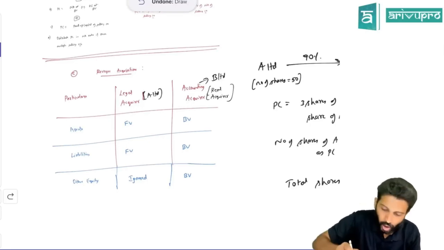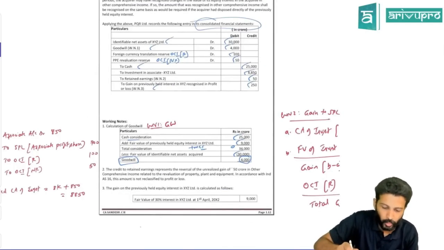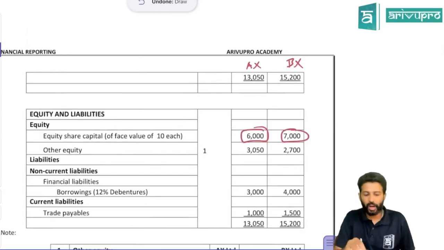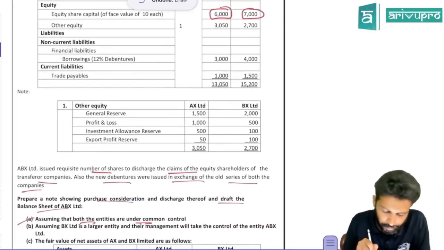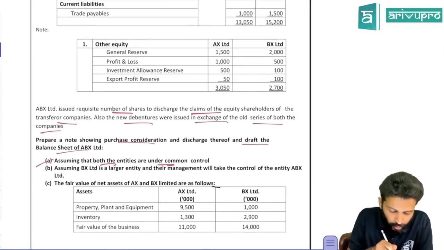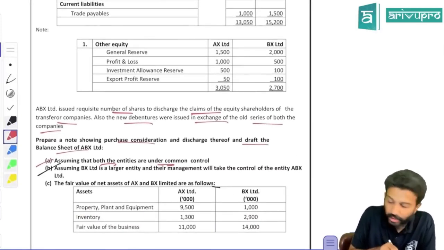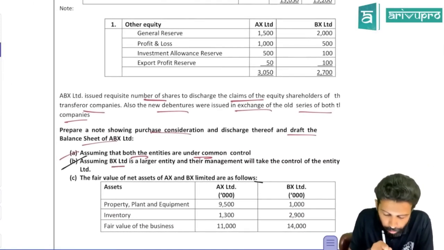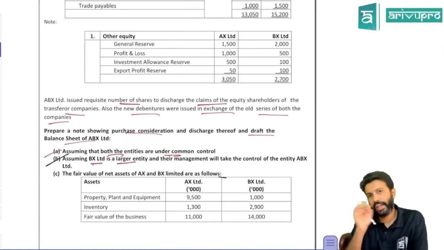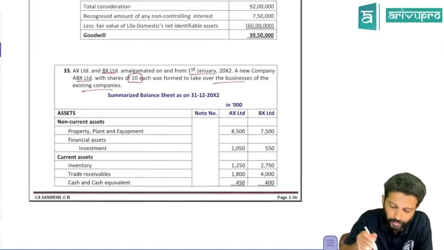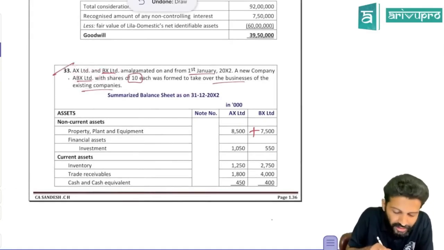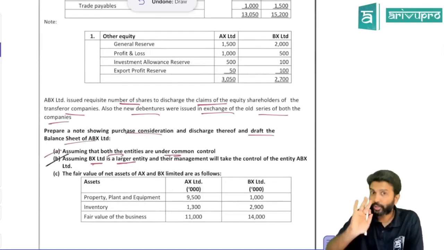Okay. All right. So let's come to the same question now. Same AX and BX question. They've given the balance sheet. Okay. So they've given fair value of business and all that. Now check the second scenario. The first scenario we've already done. Second scenario: assume BX is a larger entity. AX and BX are selling companies, ABX was the acquirer company. That's the transaction over here, right? AX and BX are existing companies. The new company ABX has acquired AX and BX. That's what it legally says.